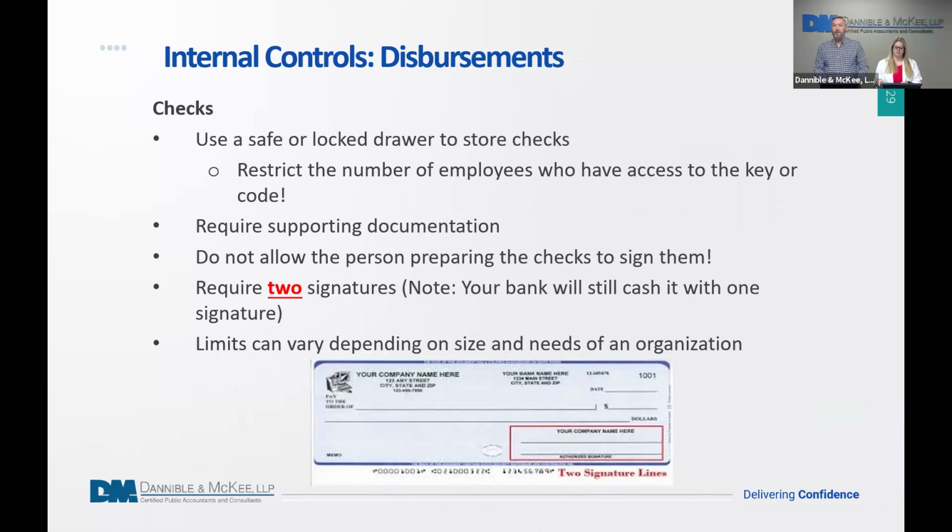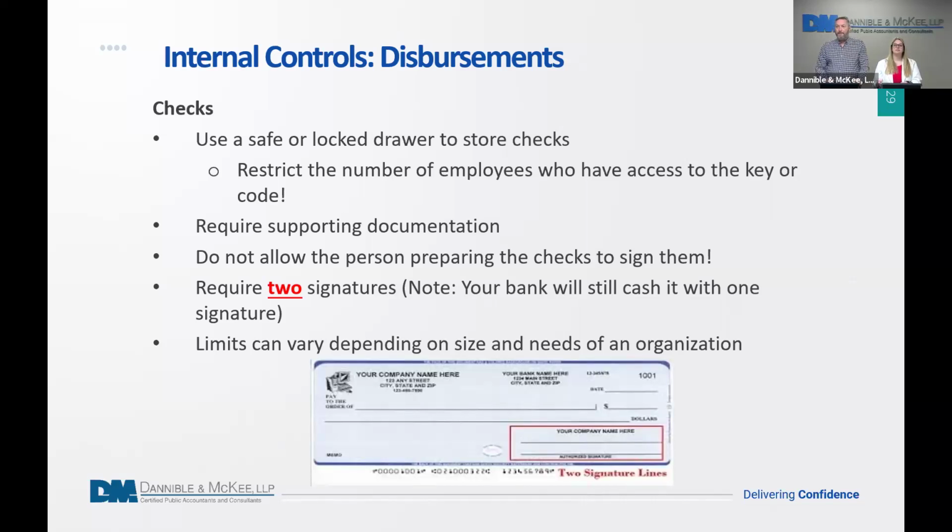Disbursements, same thing: use a safe or locked drawer, and require supporting documentation. Do not allow the person preparing the checks to sign them. Here's a good one: require 2 signatures, but know that your bank will still cash a check with 1 signature. Only 1 signature is required on a check. 2 signatures are a good internal control procedure, so if you're scanning checks, you can easily look to make sure 2 signatures are on there. That's only for an internal control procedure.